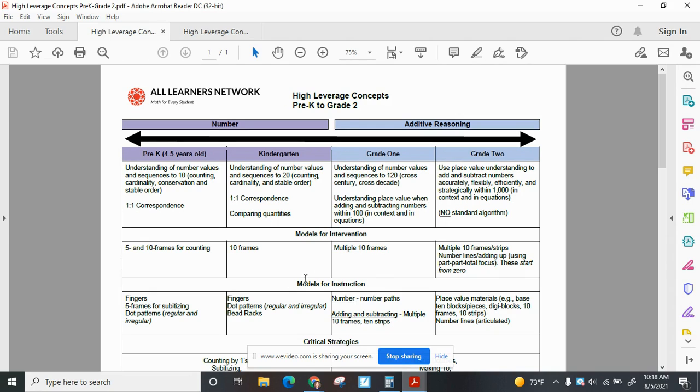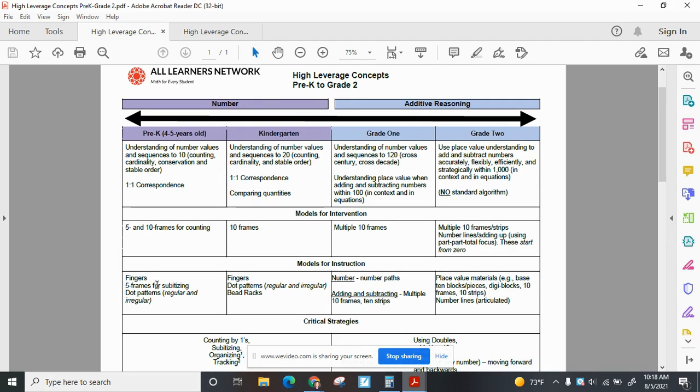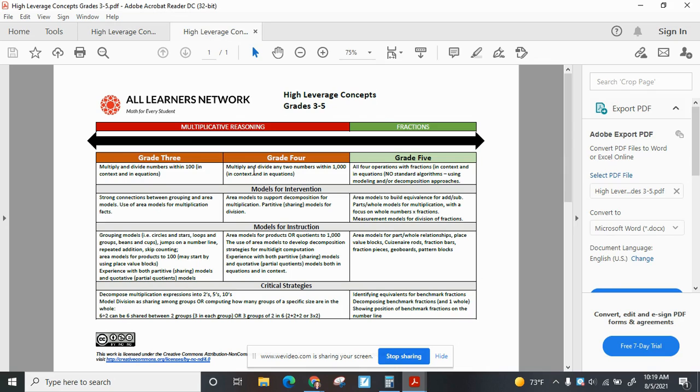Down here, you'll see models for instruction. These are strategies that have been found to be effective with general education classrooms. These models support the development of a wide variety of strategies, and this would be appropriate for looking at current grade level content and models for teaching grade level content. You'll see that again on both the pre-K to grade 2 high leverage concept document, as well as the grades 3 through 5 high leverage concept document.